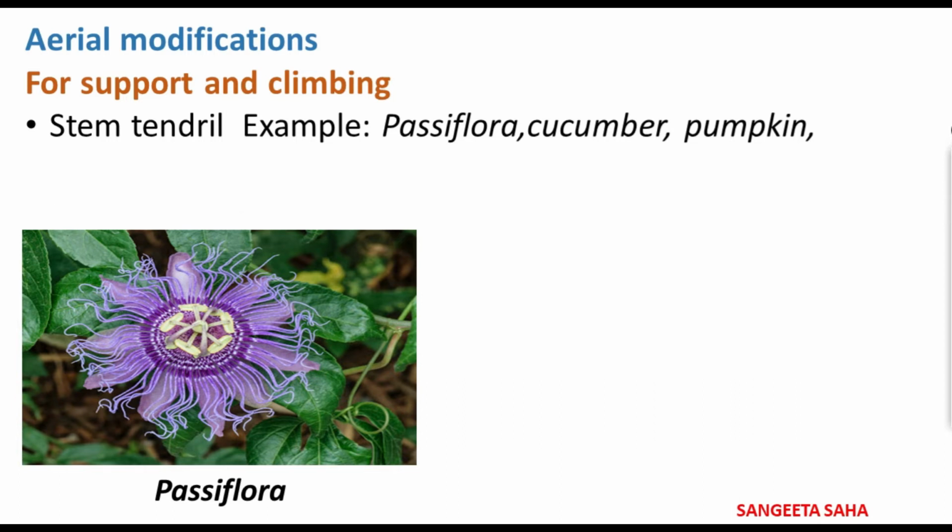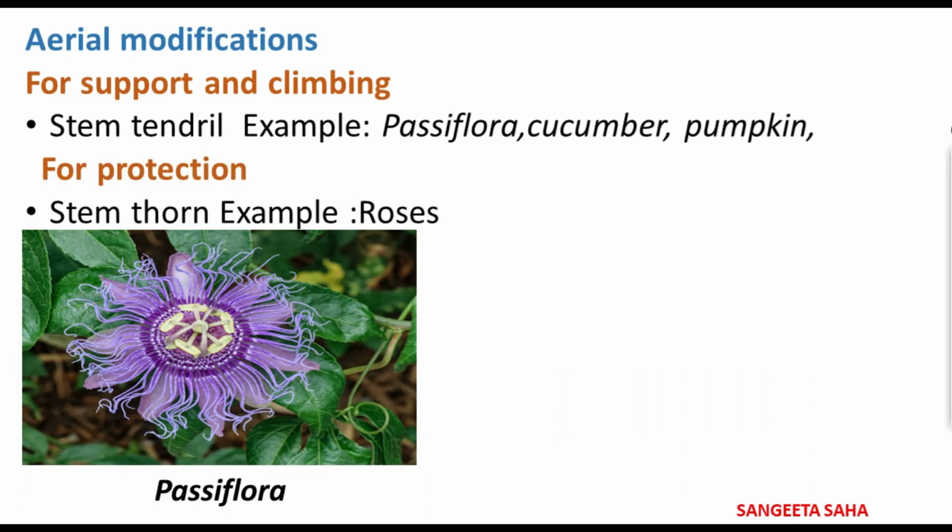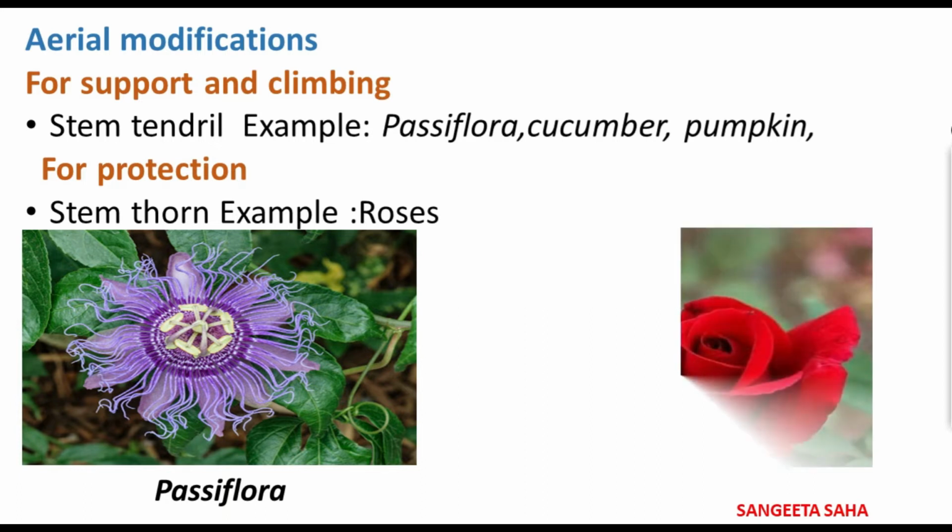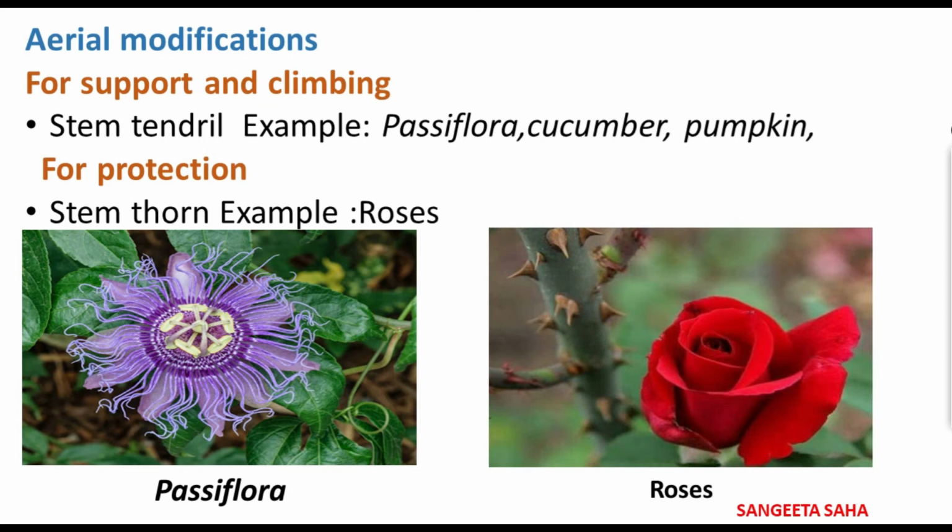Next, coming to the thorns, and the modification is done for protection. This modification appears as hard, woody and sharp outgrowths that protect the plant, and this is commonly seen in roses, as you can see in the diagram. Not only that, it is also seen in citrus as well as in bougainvillea.